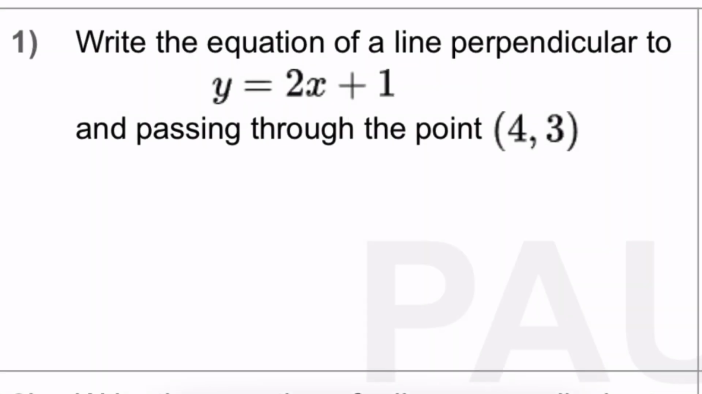For question 1, write the equation of a line perpendicular to y equals 2x plus 1 and passes through the point 4, 3. So, with perpendicular lines, again, you have to identify the slope, but the new slope has to be opposite and the reciprocal.